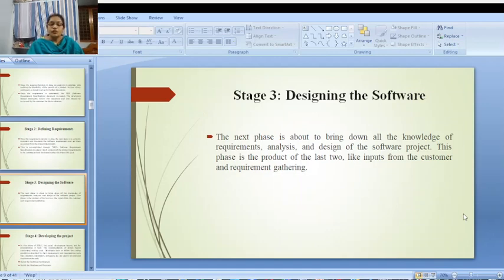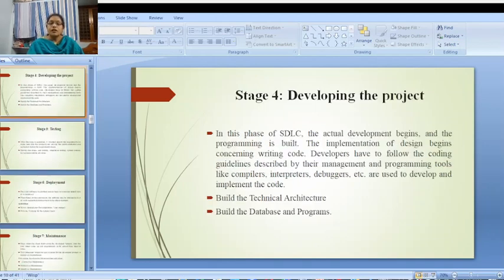Coming to the fourth stage, that is developing the project. In this stage, the developers will start writing the code.